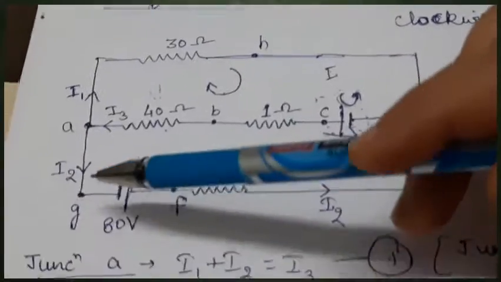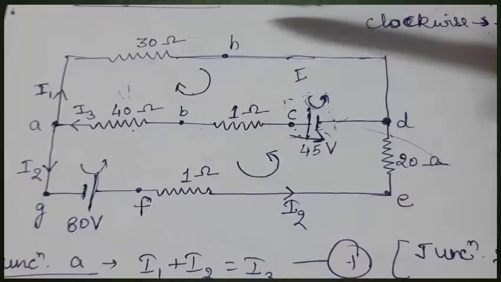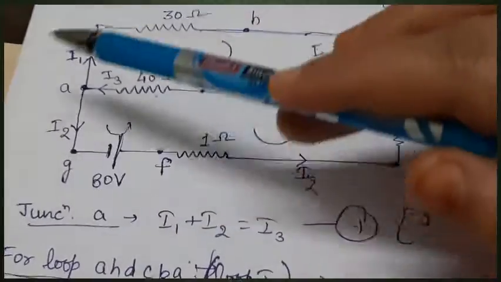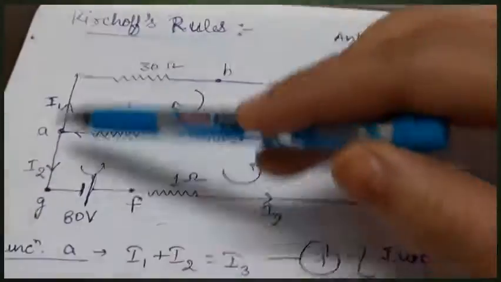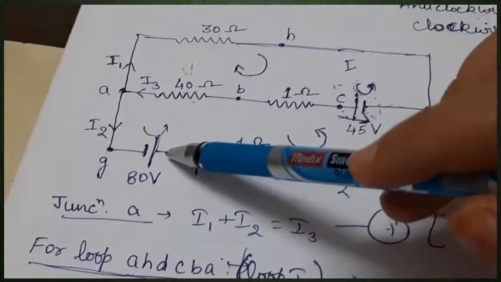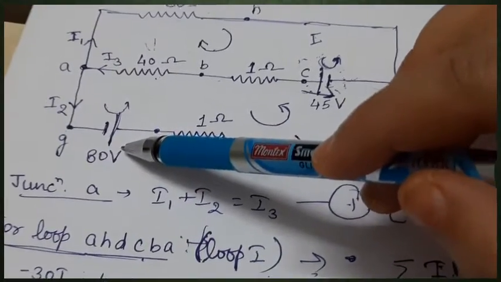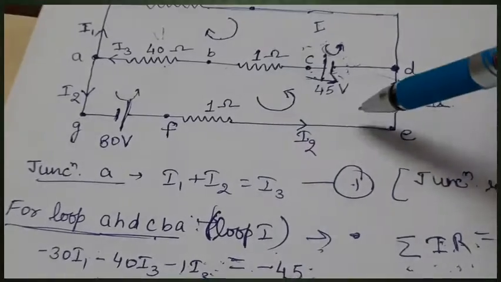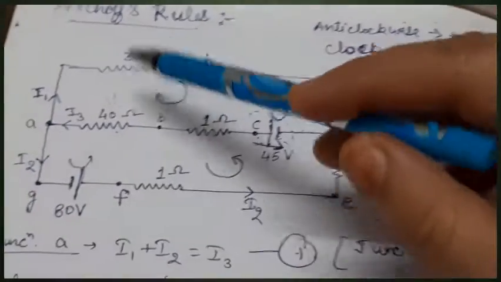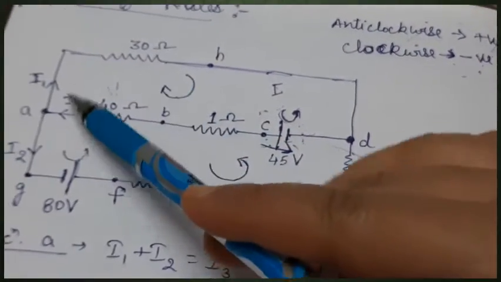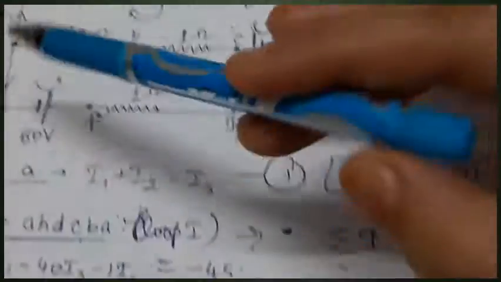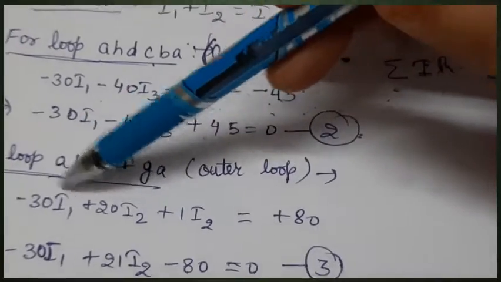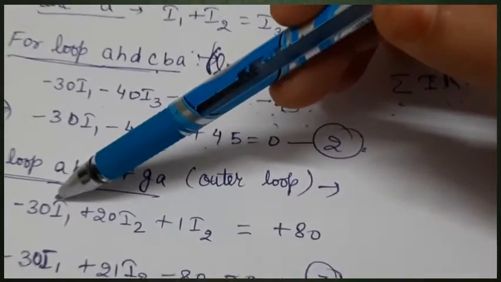Next we take the outer loop, that is A, H, D, E, F, G, A, which is the full loop. In this loop there is only one battery or source, because the middle branch will not be included here. So here we see the first resistor is 30 ohm and the current through it is I1, and the direction of current in this particular loop is clockwise. So minus 30 into I1, I into R value, negative sign because the direction of current is clockwise.